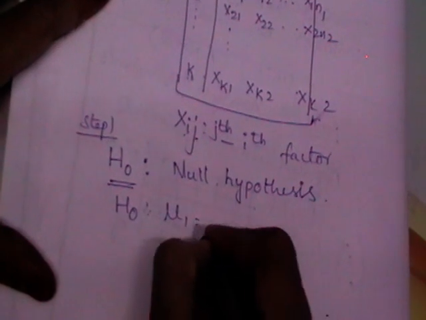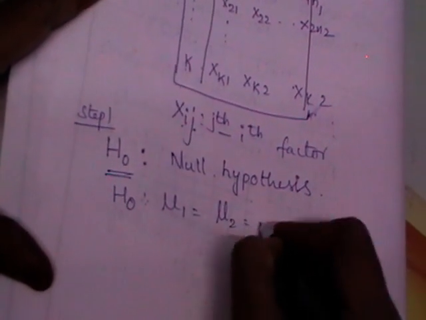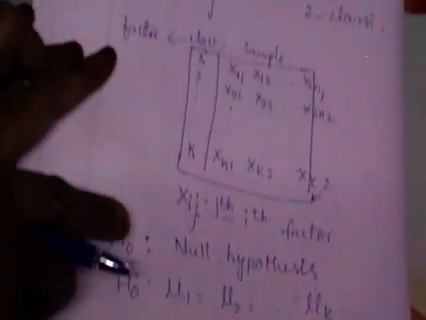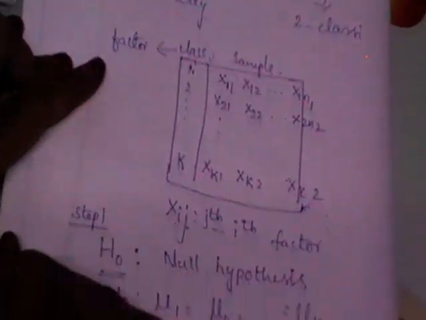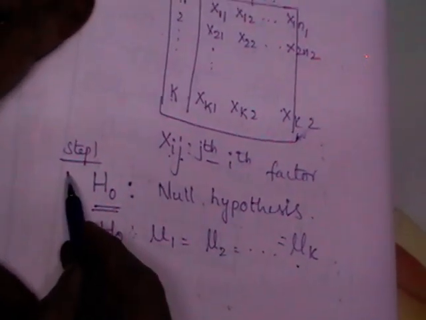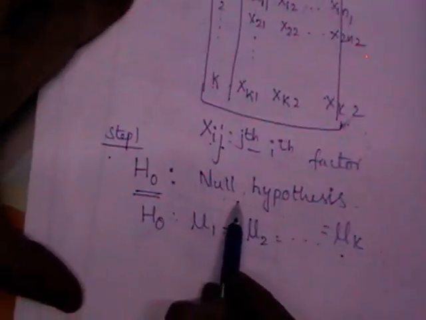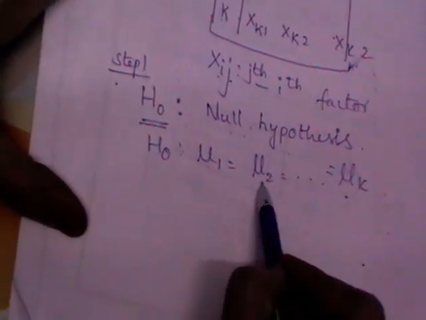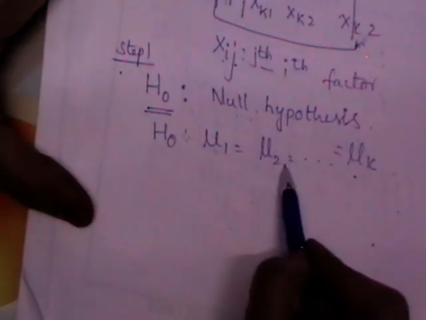We always write the mean with mu. As we have k factors, we write the mean of the first factor as mu1, the mean of the second factor as mu2, and the mean of the kth factor as mu k. So under step 1 you should write the null hypothesis. The null hypothesis always states that the mean effects of all the factors are the same.